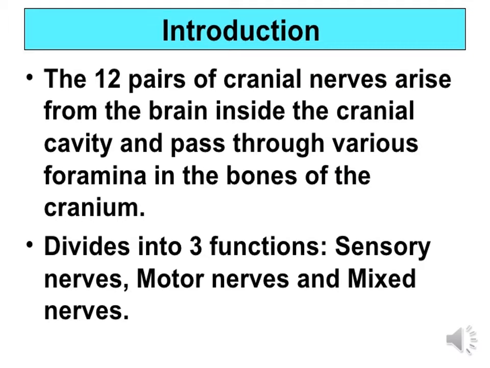The cranial nerves have 12 pairs of cranial nerves that arise from the brain inside the cranial cavity and pass through various foramina in the bones of the cranium. This means that they are the passage of the cranial nerve from the brain to the foramen within the skull bone.